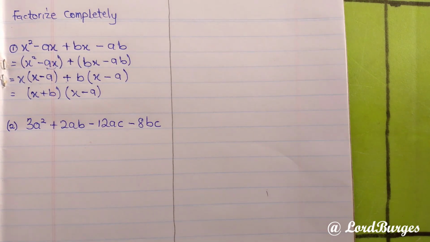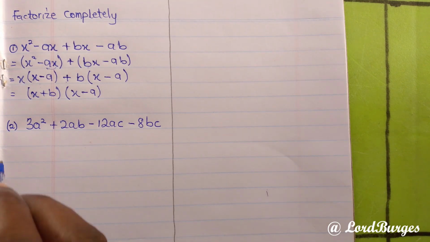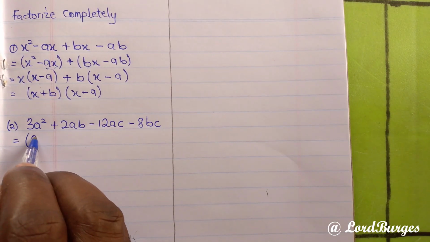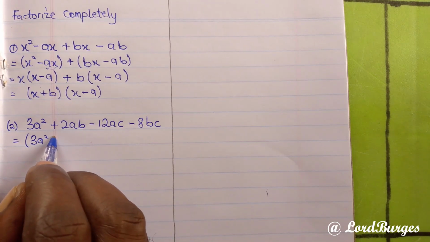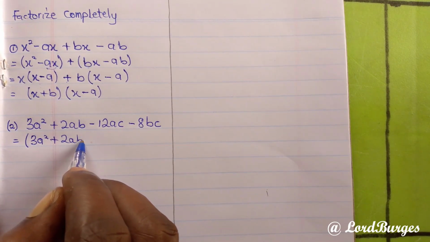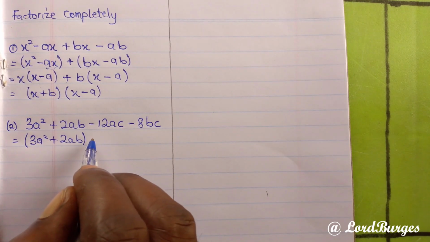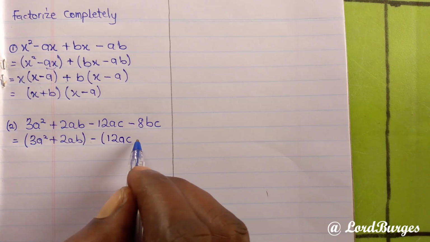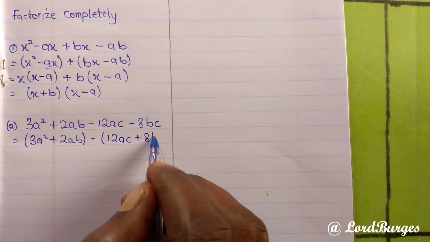Let us try our hands on this. You can pause the video and try to solve this. Then later, check if your answer is right or you made an error somewhere. Now, as usual, we have to group this. So I have my 3a squared plus 2ab minus, into bracket, 12ac plus 8bc.